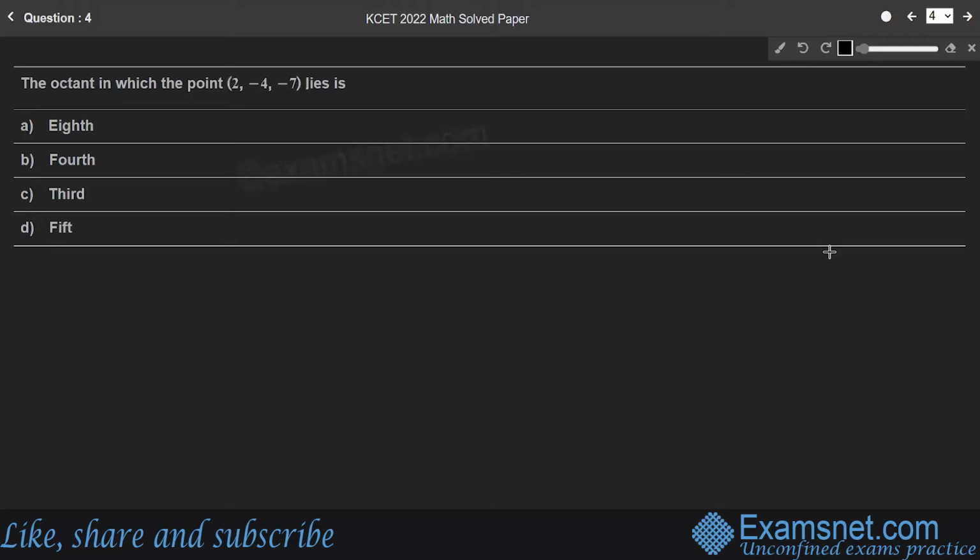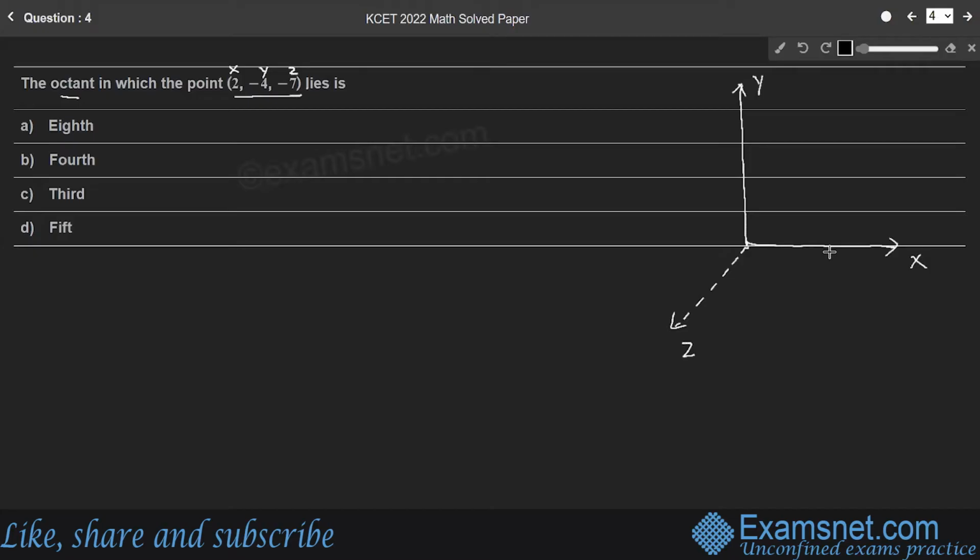Question number 4. The octant in which the point (2, -4, -7) lies is. So students will consider the three-dimensional view of x-axis, y-axis and z-axis, right? So this is the three-dimensional view. Here the point is (2, -4, -7). So its x coordinate is plus 2, y coordinate is minus 4 and z coordinate is minus 7, right?